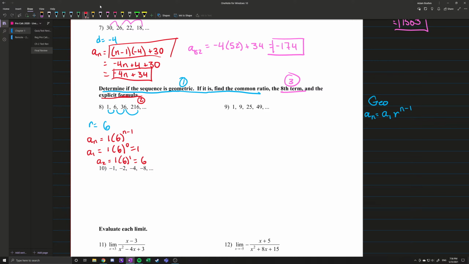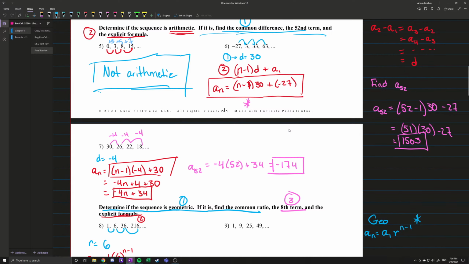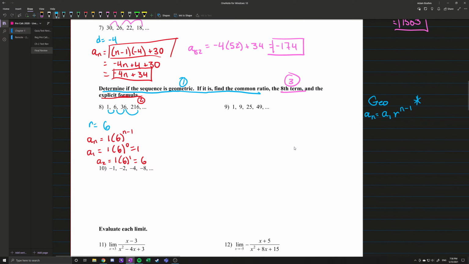So arithmetic is adding and geometric is multiplying, and that's the only difference. Just keep it in mind that they have different nth terms, right? So this is going to be different than this guy up here, right? So they do have different equations, and we just got to be careful about that. But yes, that is the basic difference between both of them.